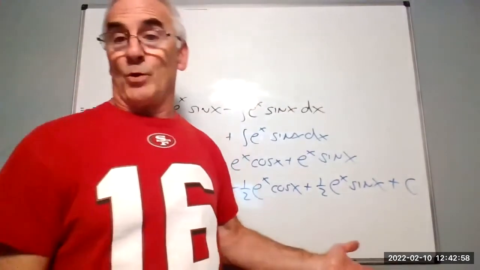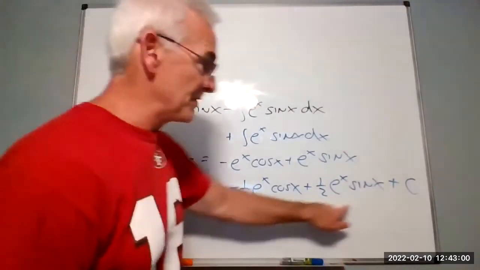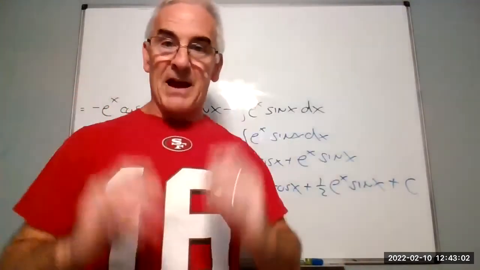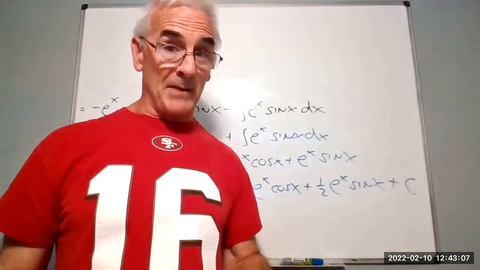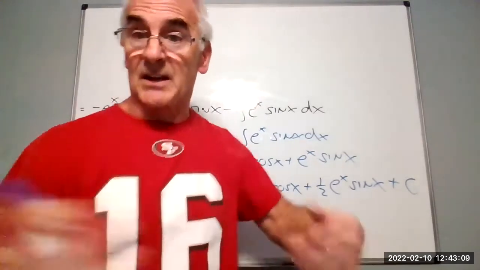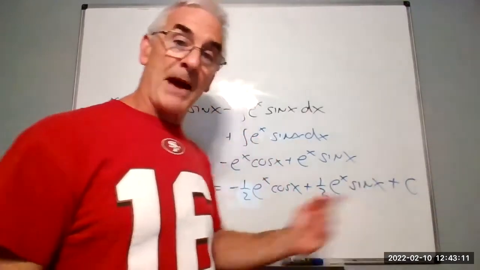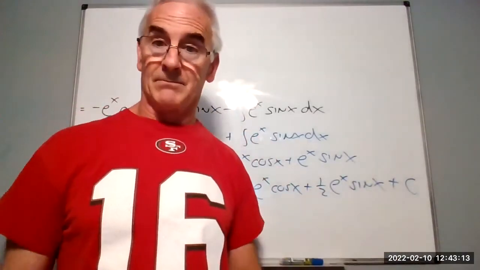So here's where I will go to Wolfram or something and just say derivative of this. And it's going to give me back my original integrand, or it is not. If I don't get back my original integrand, then I know I made a mistake and I go and find it and fix it. If I get back my original integrand, then I know I did it right.